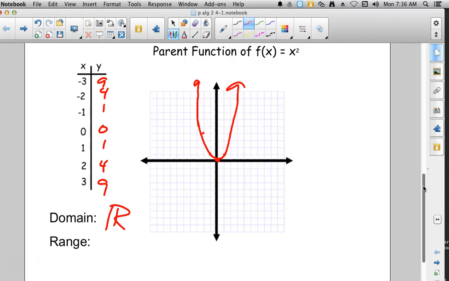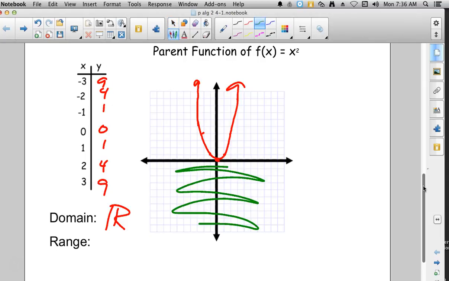But the range is about the y's. I look at this graph and realize none of these y's down here are ever going to get used for y equals x squared, because everything that pops out of there is going to be positive. So when I'm thinking about my range, my y's are going to be greater than or equal to 0, because 0 is the lowest y value I will be able to graph. And that's it. I'm not going to go below there.